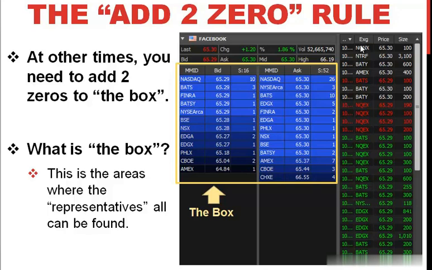But keep that in mind. Obviously, in some cases you don't need to add 2 zeros at all, but in this case you do over here, but not in the box. So just one of those things. Always keep in mind the add 2 zero rule, just to keep the proper frame of reference.